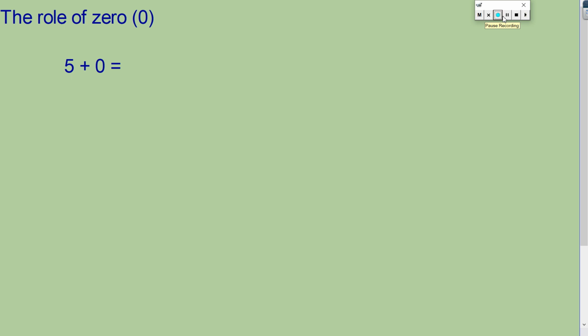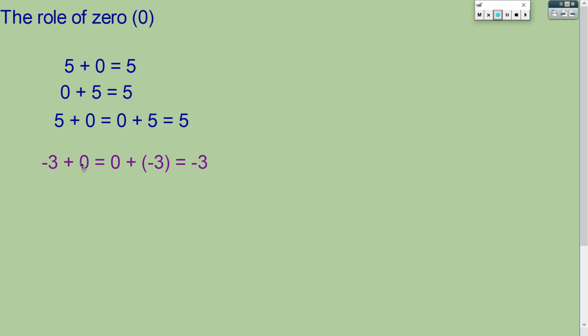What is 5 plus 0? 5 plus 0 is equal to 5. Now what is 0 plus 5? 0 plus 5 is also 5. That is, 5 plus 0 is equal to 0 plus 5 equal to 5. That means if a whole number is added to 0 or 0 is added to a whole number, you will get the same whole number.